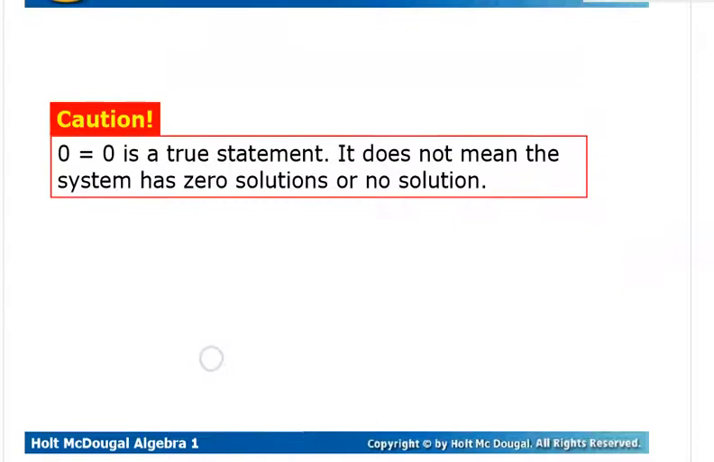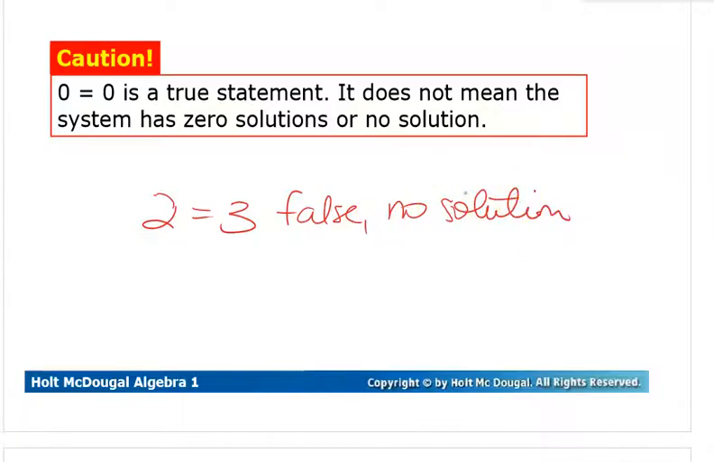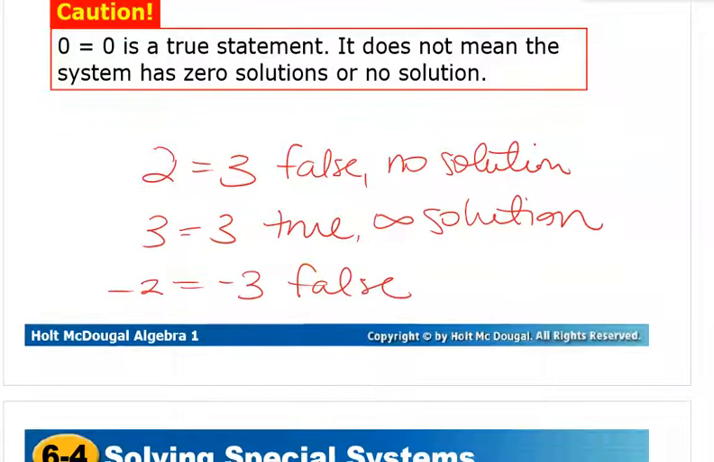And just recognize that 0 equals 0 is a true statement. It does not mean that it has 0 solutions or no solution. You're just checking to see if what you wrote is true or not. So if your x goes away, if your y goes away, and you just have numbers, so let's say you get 2 equals 3, that would be false. That would be no solution. If you get 3 equals 3, that's true. That would be infinite solutions. Same thing if you get -2 equals -3, that would also be false. So you're just checking to see if it's true or false, whatever you get to.